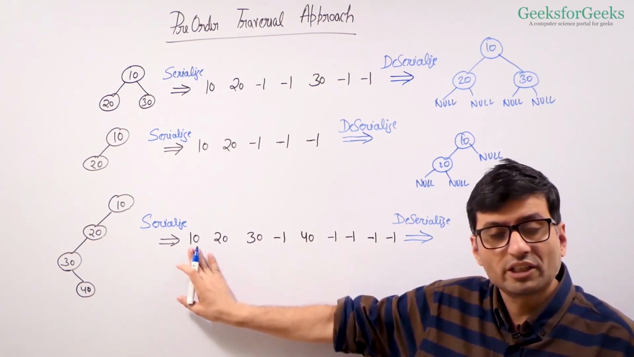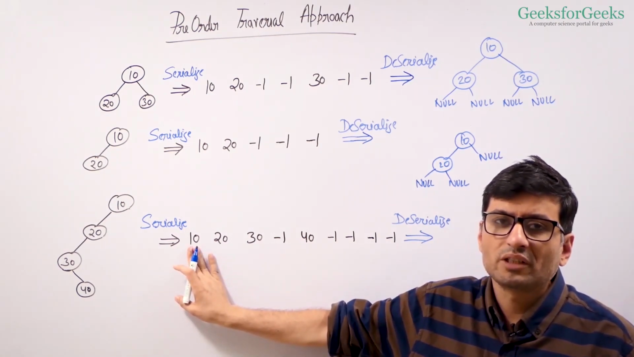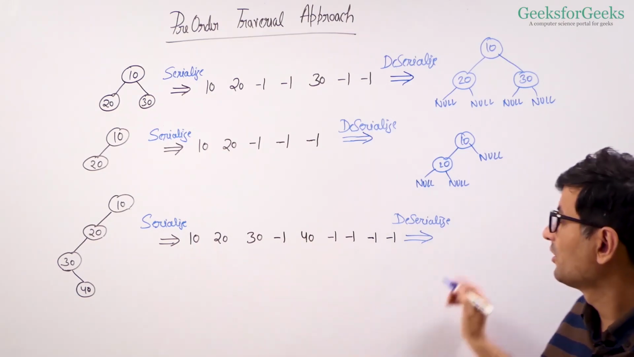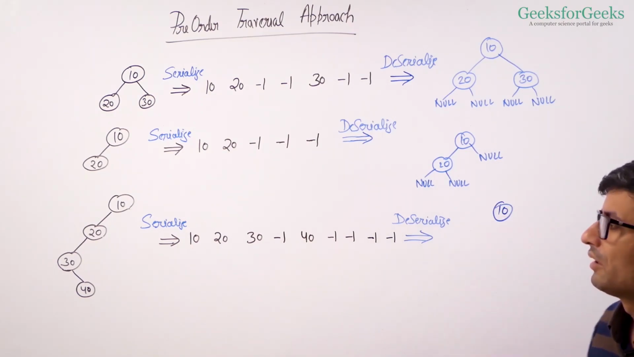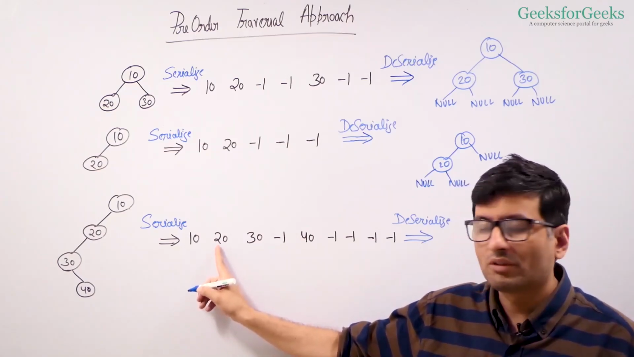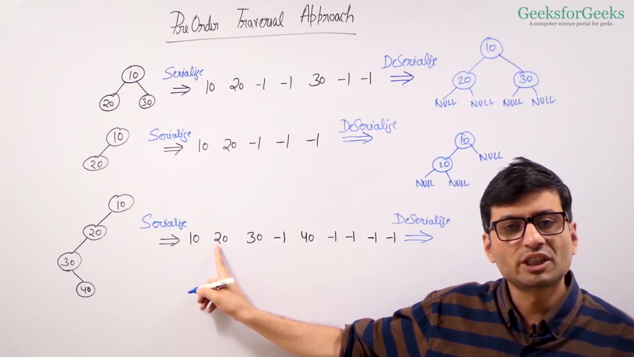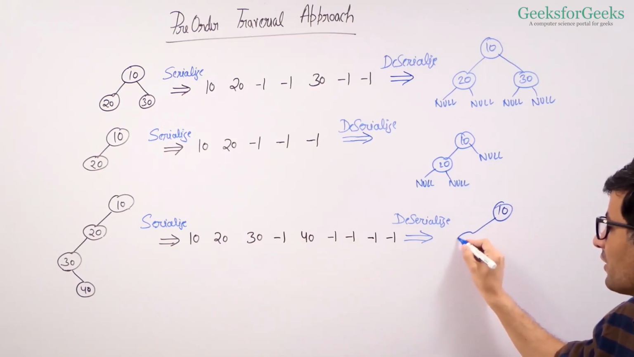Let us now see this array. We begin with the first element. We are doing pre-order traversal again. We make it the root. Now we call for its left child. When we make a recursive call for the left child, we see 20, so we are going to make 20 as left child.